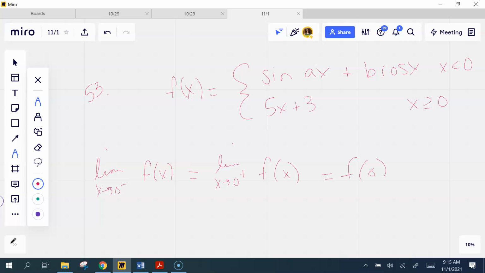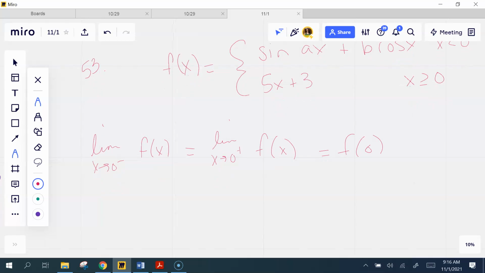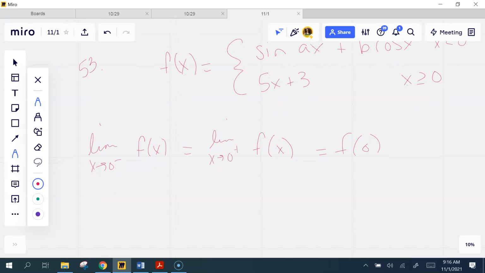I can guarantee you a question like that on the AP exam. Somehow, some way, they're going to test you at least one time, probably more, if you know the definition of continuity. Okay, so find the value of b if the function is continuous. I don't know why b and not a, but okay.